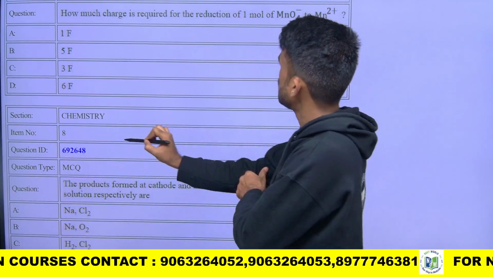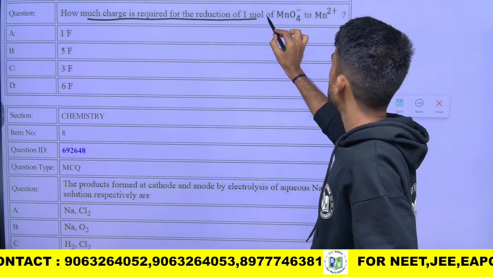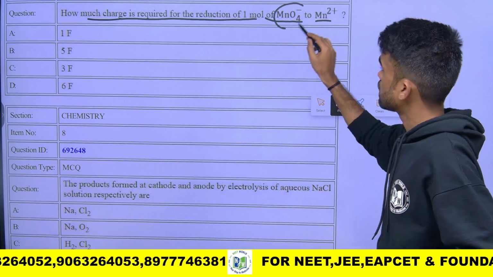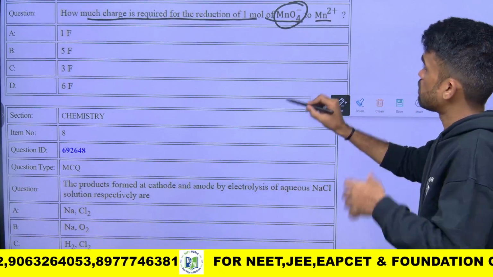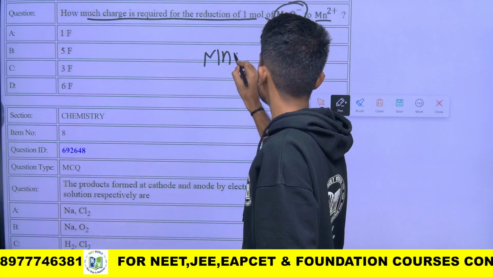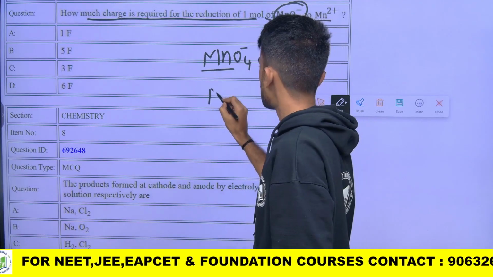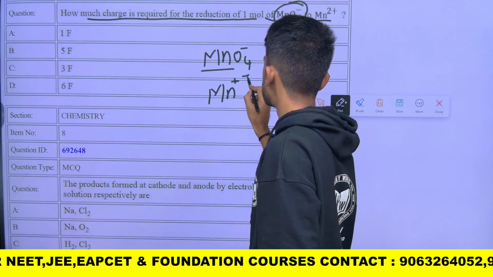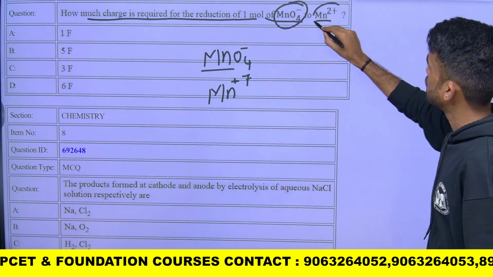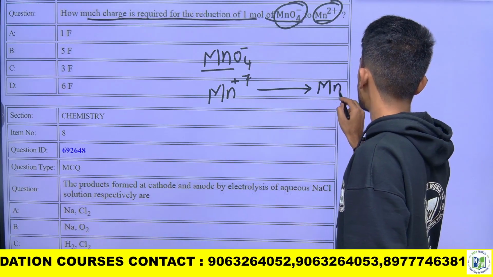So here what they are saying, how much charge is required for reduction of 1 mole of permanganate, MnO4 minus to Mn plus 2. So here the permanganate ion has Mn plus 7 as the oxidation state. Now this is to be converted into Mn plus 2.